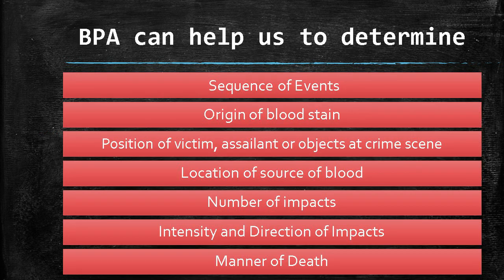Analysis of bloodstain patterns can help us to determine the sequence of events at the crime scene, origin of the bloodstain, position of victim, assailant, or objects at the scene during shed, approximate location of source of blood, number of impacts applied to source of blood, intensity and direction of impact, manner of death, whether accident, suicide, or murder.